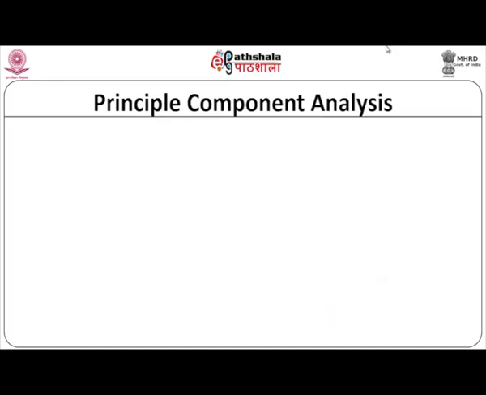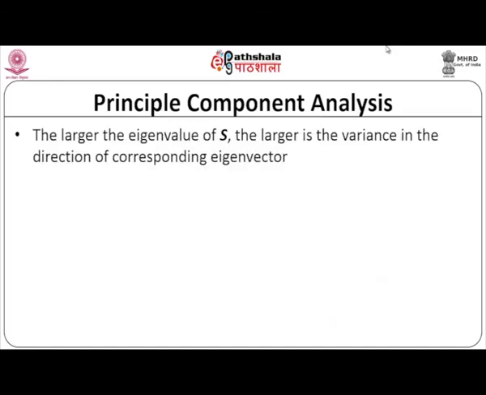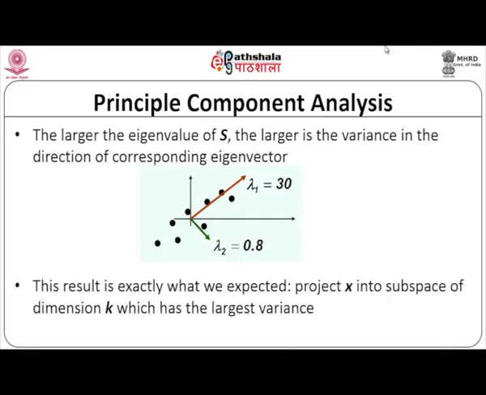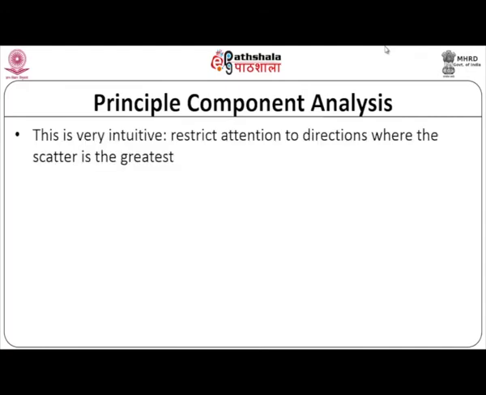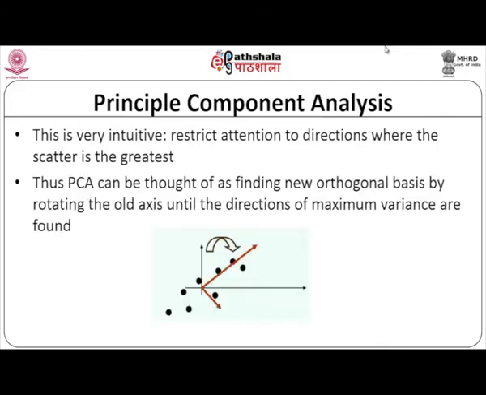The larger the eigenvalue of S, the larger the variance in the direction of the corresponding eigenvector. Suppose you have 0.8 here and 30 there, the 30 is the one with the largest variance. The result is exactly what we expected: project x into a subspace of dimension k which has the largest variance. So, this is very intuitive. You restrict attention to directions where the scatter or variance is the greatest. Thus, PCA can be thought of as finding a new orthogonal basis by rotating the old axes until the directions of maximum variance are found. So, that is what you are doing here.